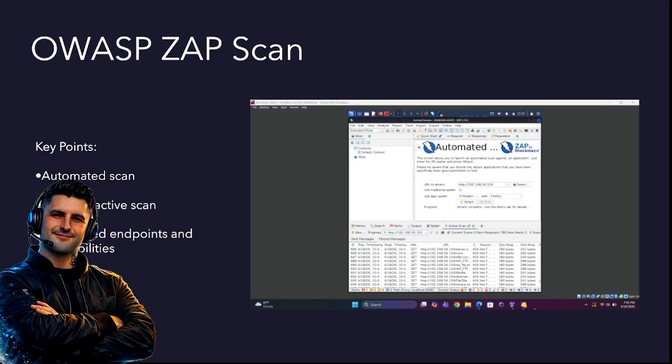OWASP ZAP was used to perform a deeper application layer analysis. Unlike Nikto, ZAP actively interacts with the application by crawling and attacking endpoints. It identified multiple request-response patterns and potential vulnerabilities, providing insight into how the application behaves under attack conditions.